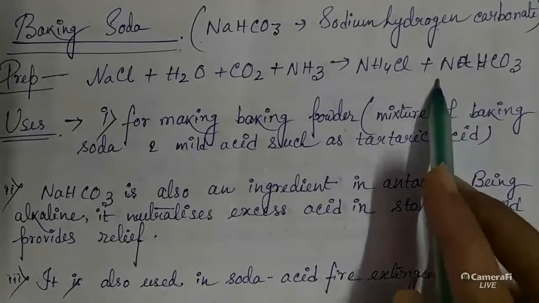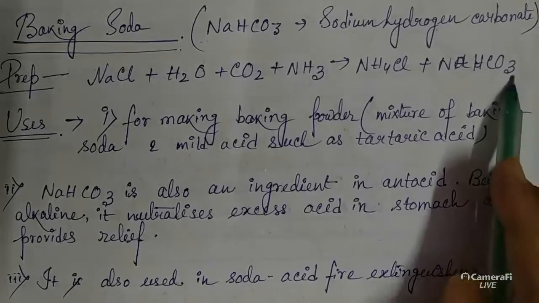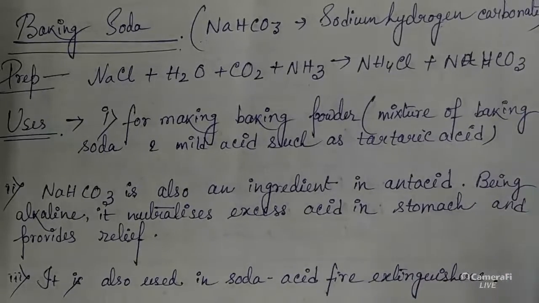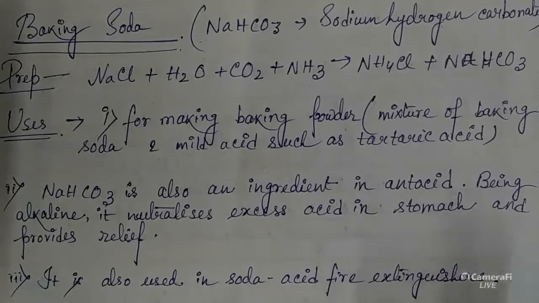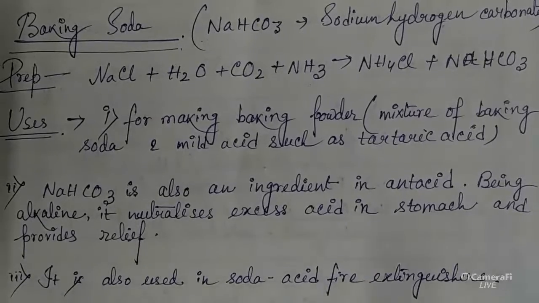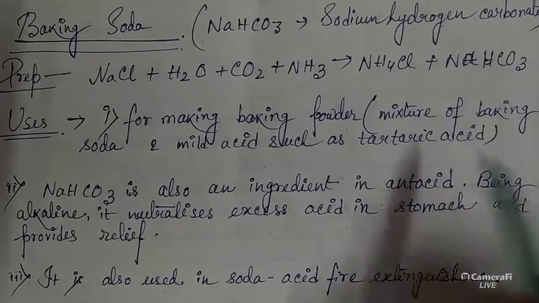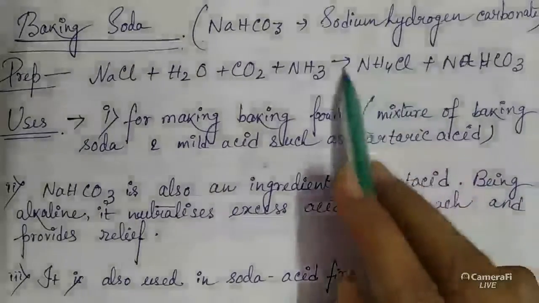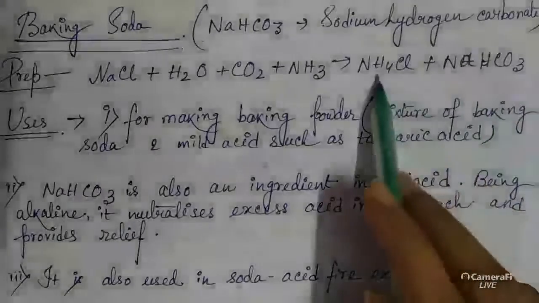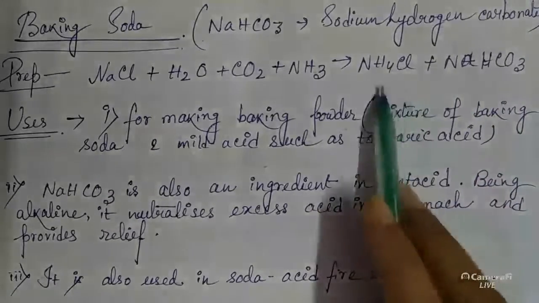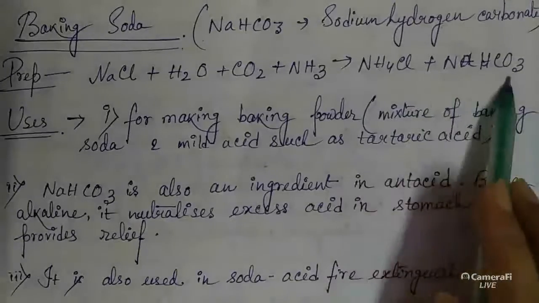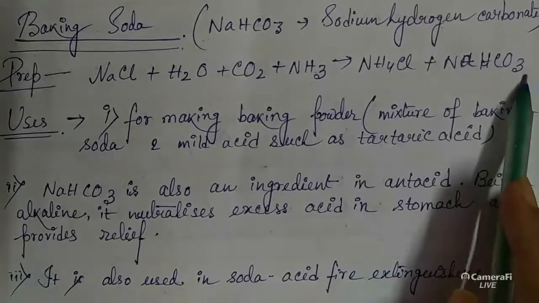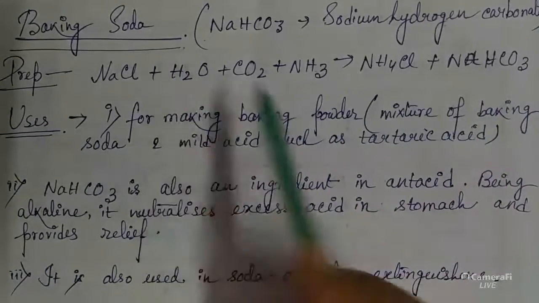Now from there we can collect sodium hydrogen carbonate. Ammonium chloride will be evaporated because it has sublimation nature. So by giving some amount of heat, it will go from solid state to vapor state. Then we can separate them. Okay, so this is the way to prepare sodium hydrogen carbonate, that is baking soda.